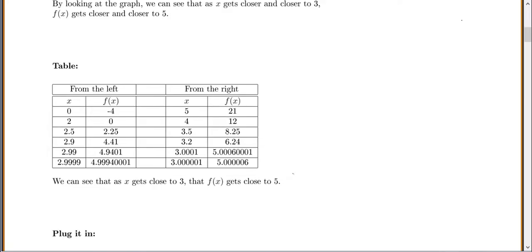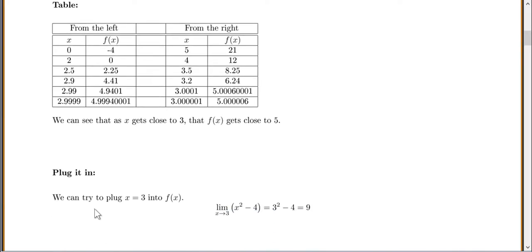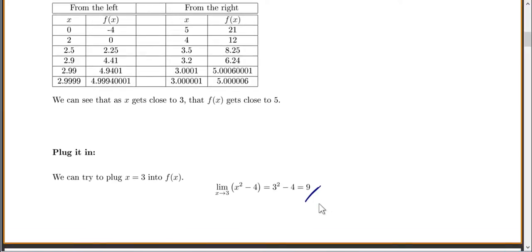So you can do a graph, you can do a table, or you can just plug it in. We can just plug in x equals 3 into f of x. So the limit as x approaches 3 of x squared minus 4 is you just plug the 3 in. So 3 squared minus 4 gives you 9. Sorry, it does not give you 9. What does it give you? It gives you 9 minus 4, which equals 5. So officially, our limit is 5. That's what a limit is. As x gets really close to 3, y gets really close to 5. Again, three ways you can find it: a graph, a table, or just plug it in.